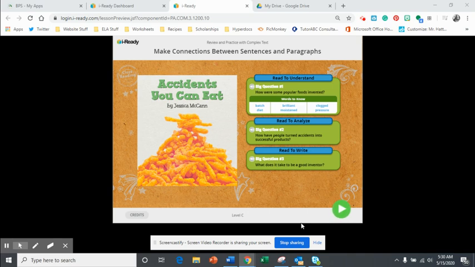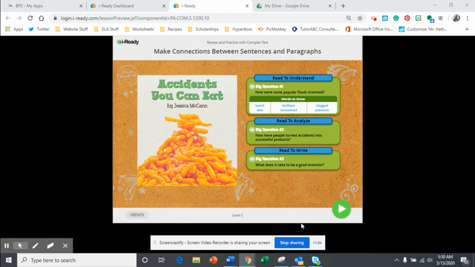Hey everyone, this is an introduction to the close read. Make connections between sentences and paragraphs. So the focus of this one is how the text is organized. We have the different types of organization, cause and effect, sequencing, all that come into play in this lesson. So you're going to be focusing on that as you read.